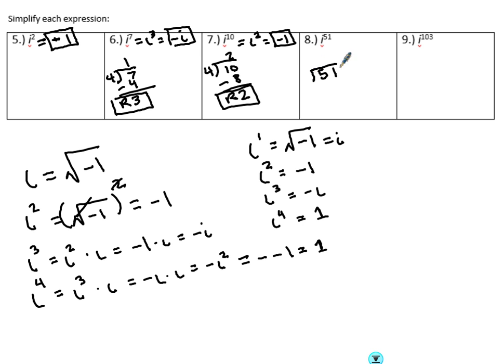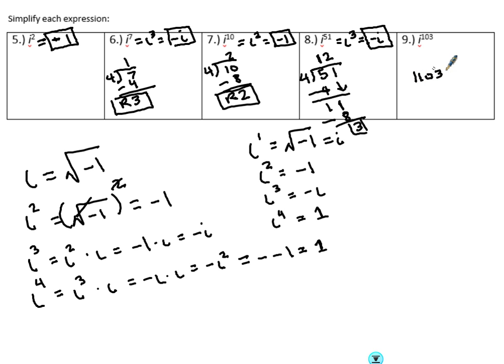51. 51 divided by 4, well, we start off by saying 4 goes into 5 once. We're left over with 11, which 4 goes into twice. So once again, we have a remainder of 3. That remainder of 3 tells us that i to the 51st is the same thing as saying i to the third, which is -i for a final solution.